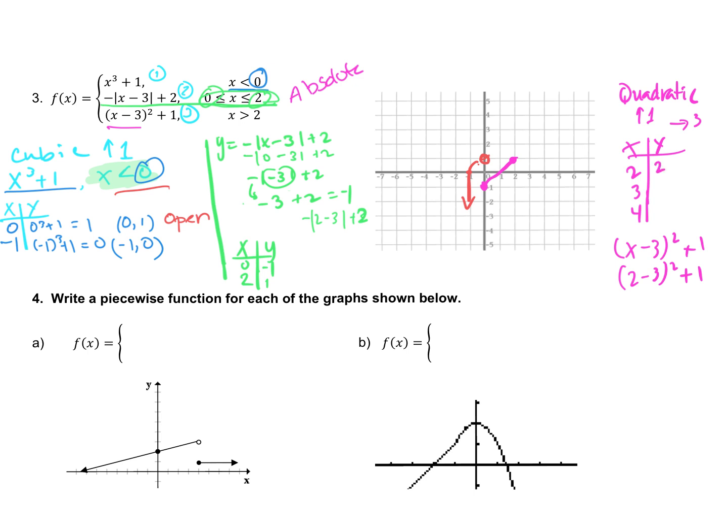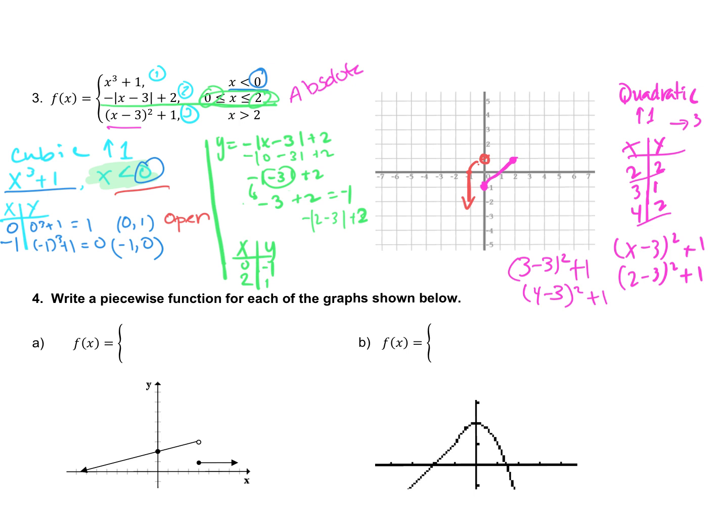Okay. When I say x is 3, so it's 3 minus 3 squared plus 1. Well, 3 minus 3 is 0. Squared is 0. 0 plus 1 is 1. Okay, and the next one is 4. 4 minus 3 squared plus 1. Well, that's just 1 squared, which is 1, plus 1 is 2. Hopefully you notice these 2's. That means one thing nice about quadratics, they're very symmetric.